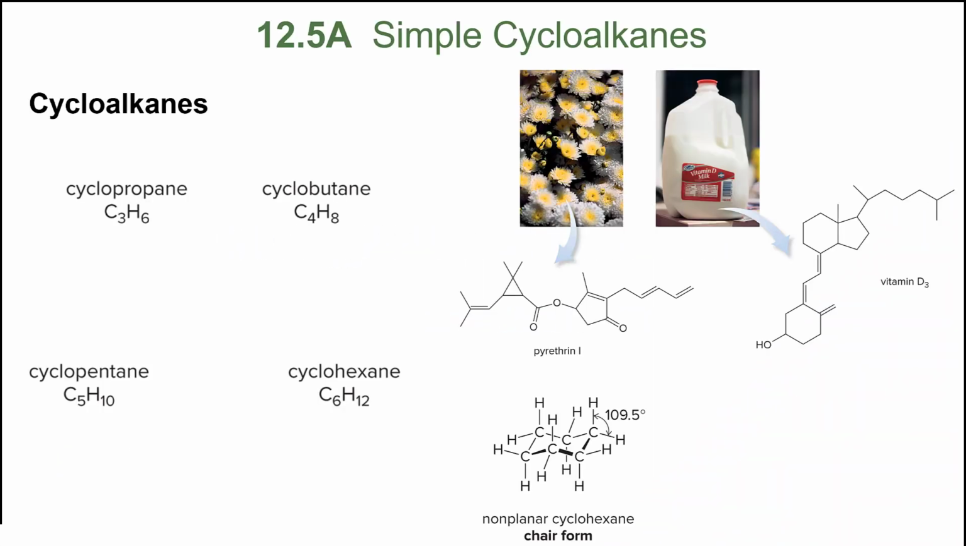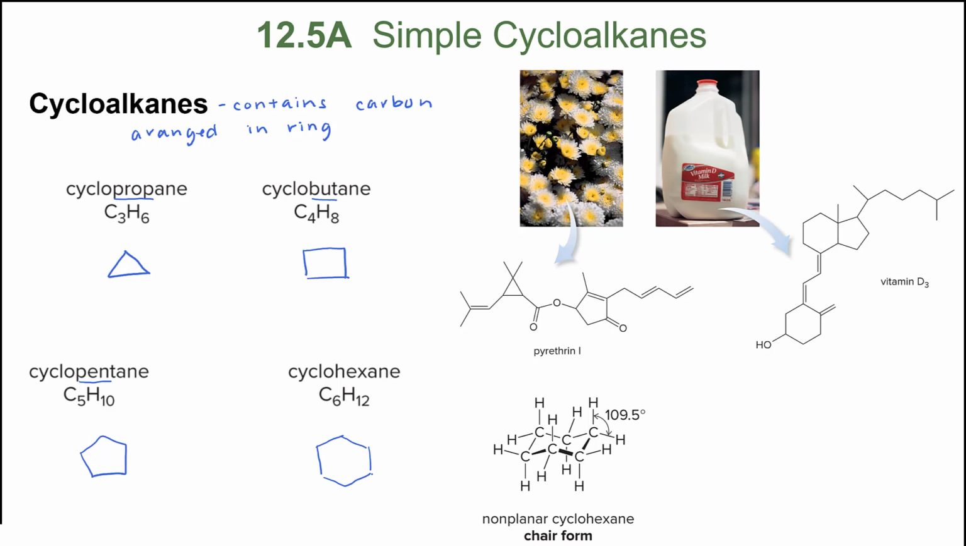A cycloalkane contains carbons that are arranged in a ring. Cyclopropane has 3 carbons. Cyclobutane is 4 carbons. From that prop and the but, we can tell how many carbons there are. Cyclopentane has 5, and cyclohexane has 6. And notice that all of these names start with cyclo, which tells us it is cyclic.